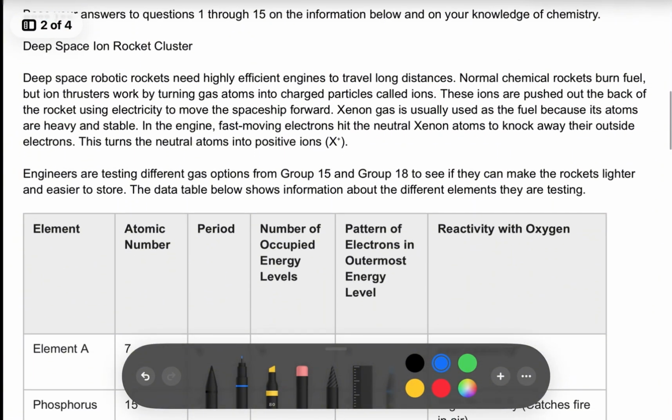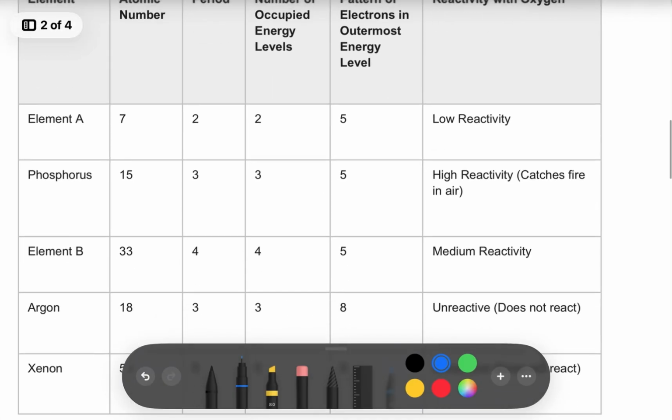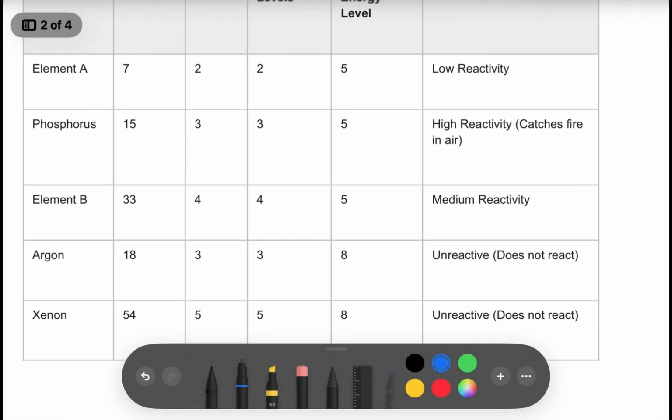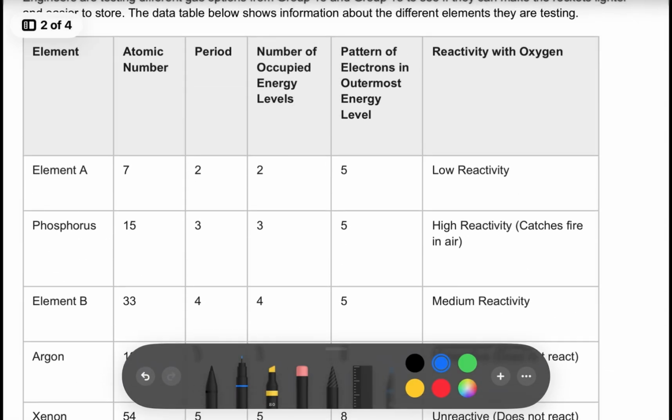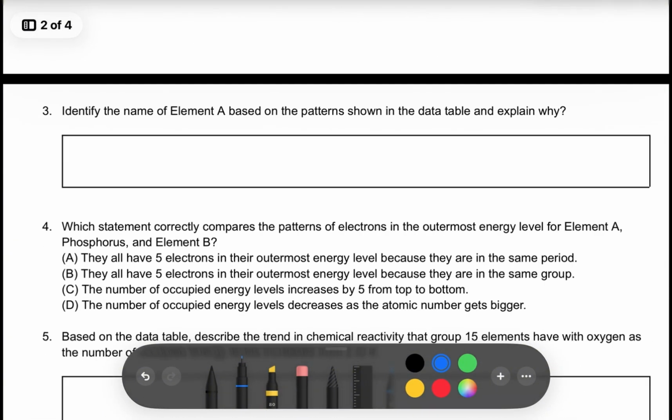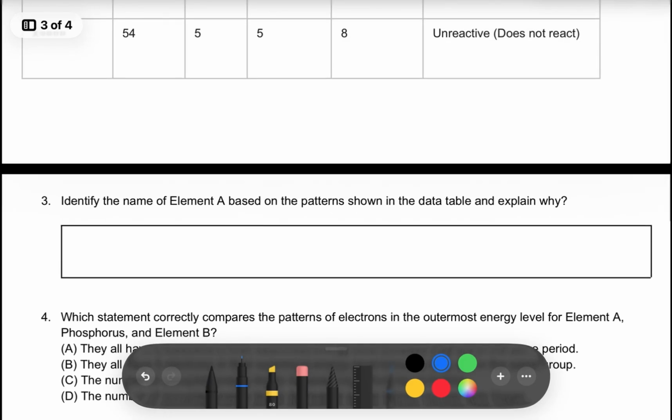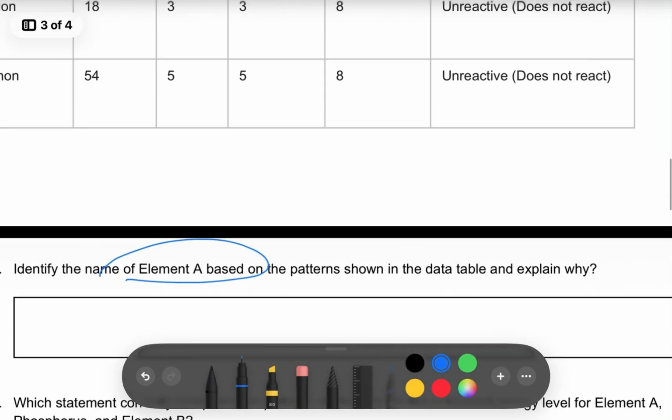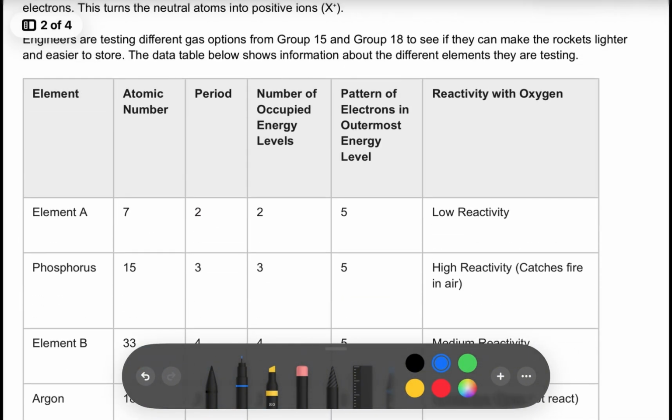Now question 3. So here we have a table with different elements and information on their atomic period, number of occupied energy levels, pattern of electrons in outermost energy levels, and reactivity with oxygen. Now the question asked, identify the name of element A based on the pattern shown in the data table and explain why. Element A says that it has an atomic number of 7.